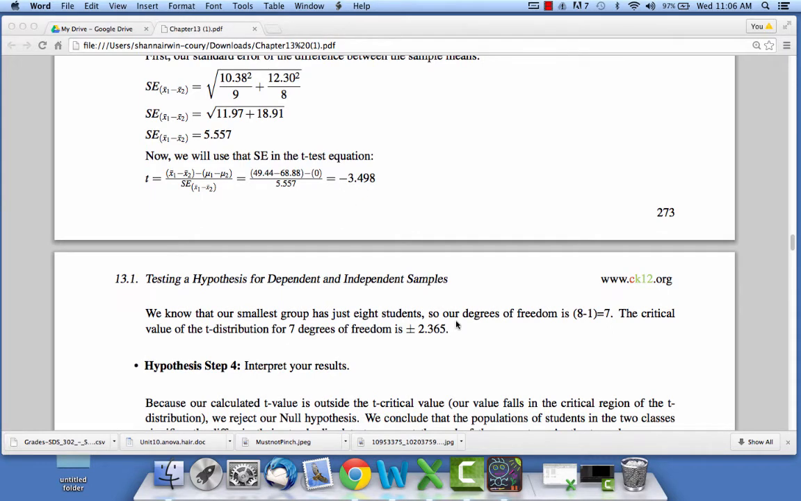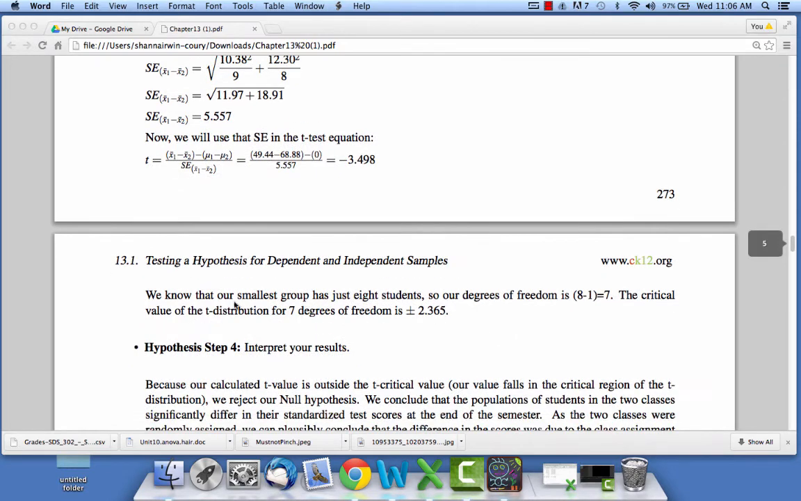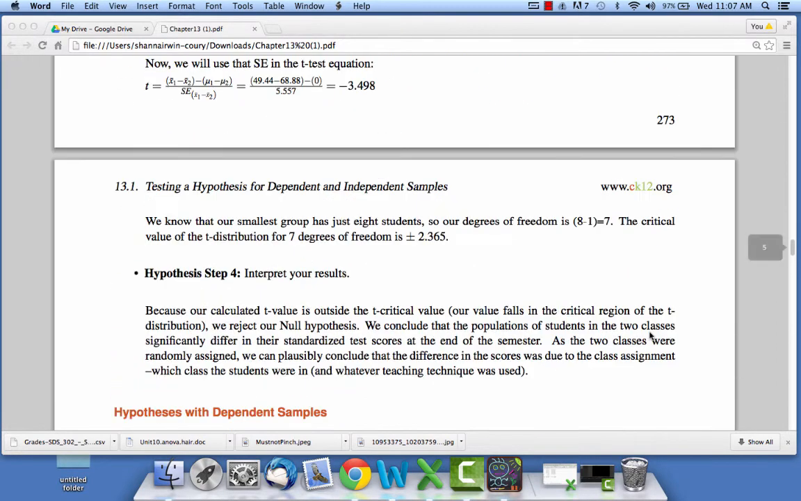At this point, you'd say probably that you don't even care what degrees of freedom was because this is way far. But we would look, our smallest group has 8 students, so the degrees of freedom in our kind of cheap and easy, dirty way is 7. And then the critical value, when you look at that t-chart, would be the 2.365 to have a two-tailed with 0.05. Let me pause this and go get a t-chart.